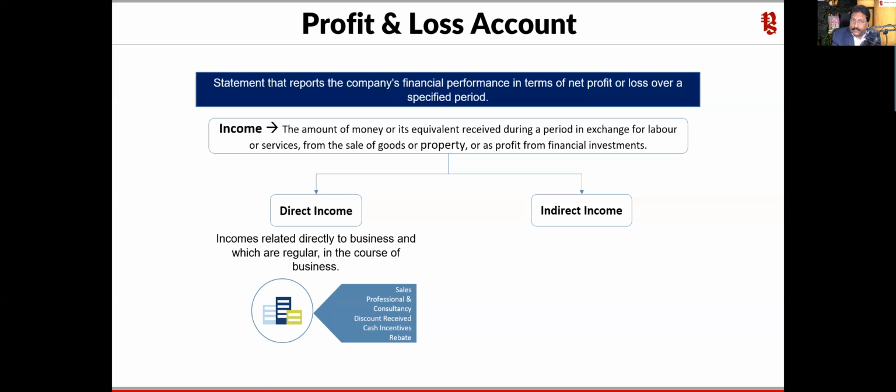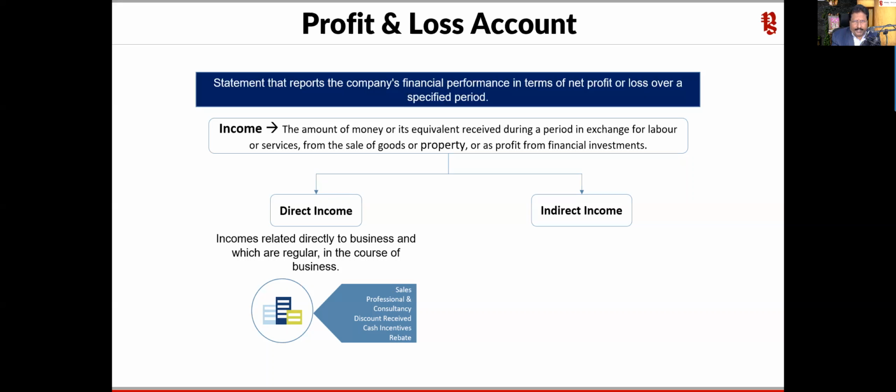Similarly, cash incentives. Based on your turnover, let us say a target is set by the manufacturer. He says, if your turnover, in the sense of your purchase value, exceeds 10 lakh rupees in a year, we will give you a cash incentive of 2% on the value of your purchases. This again is an additional income associated with the direct course of business activity.